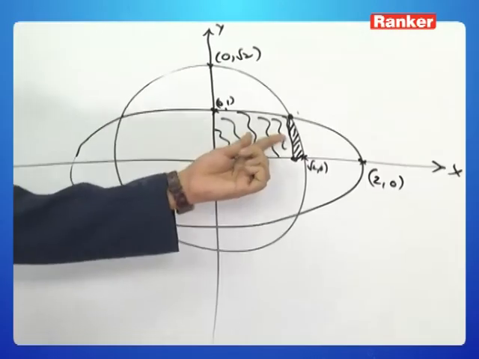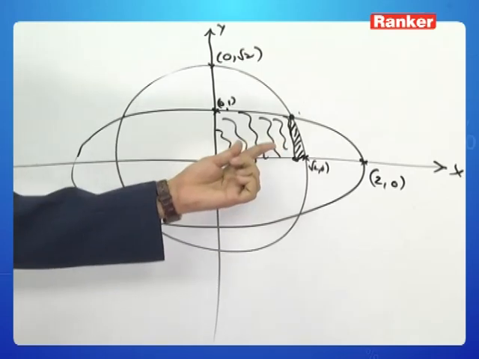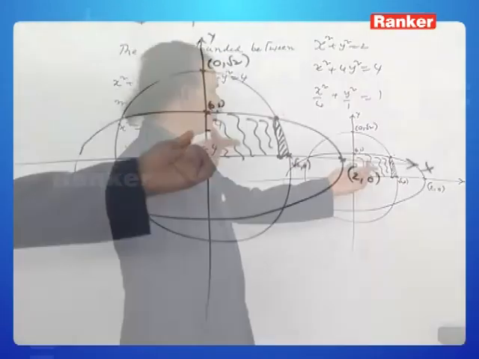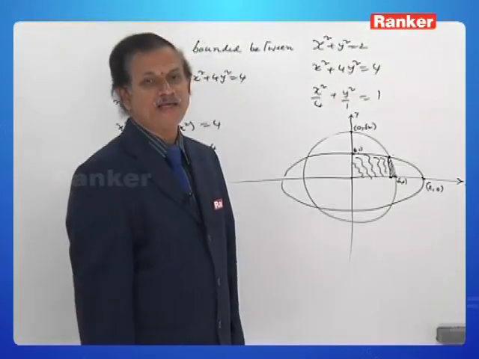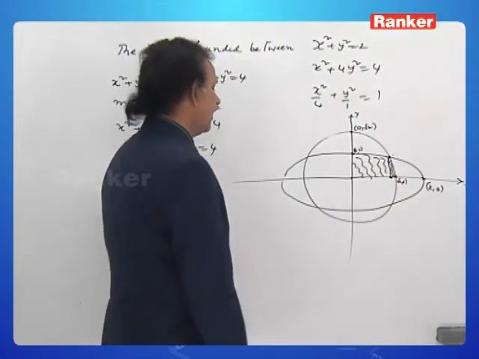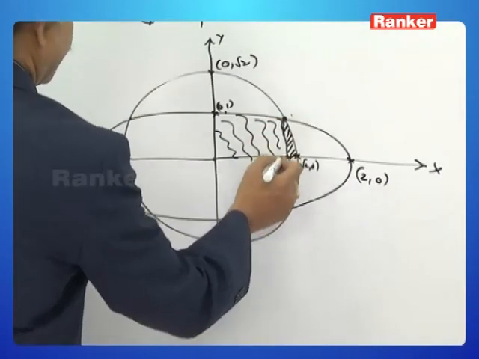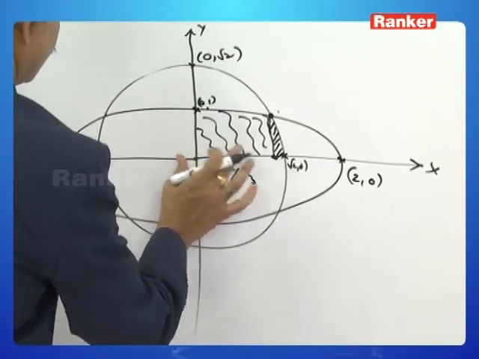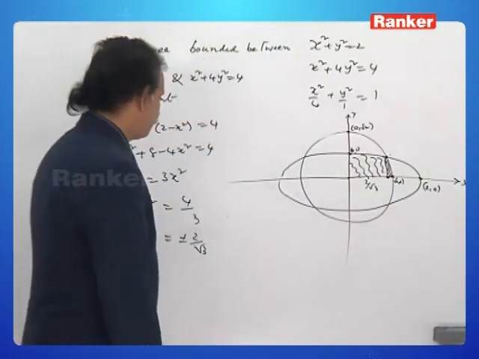The sum of these two areas is 1/4 of the total required area, isn't it? Okay, right. And we should know this point. The x coordinate of this point is 2 by root 3, you know. This distance is 2 by root 3.